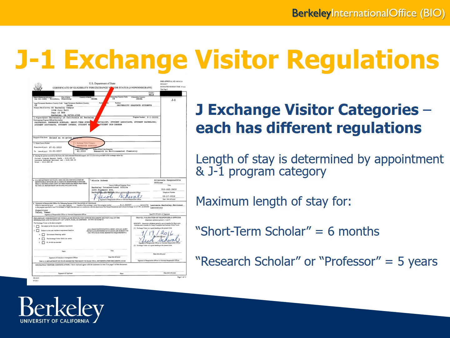Also important to know is that your length of stay in the U.S. is determined by your appointment and your J1 category. For example, the maximum length of stay for the Short-Term Scholar category is 6 months, no exceptions, and both the Research Scholar and Professor categories have a maximum length of stay of 5 years.